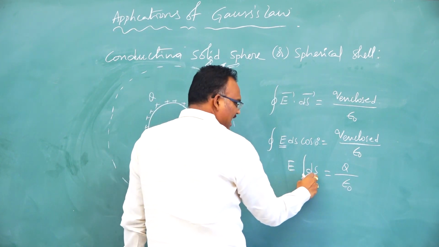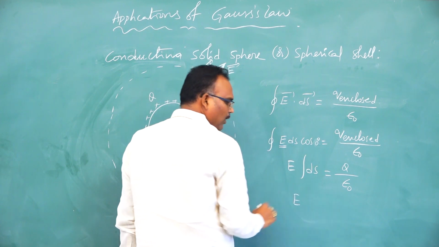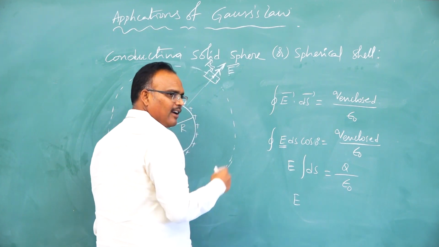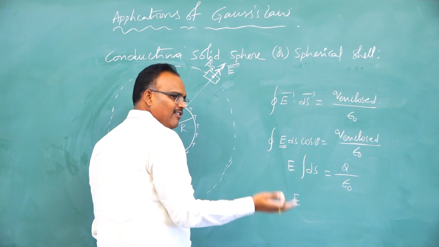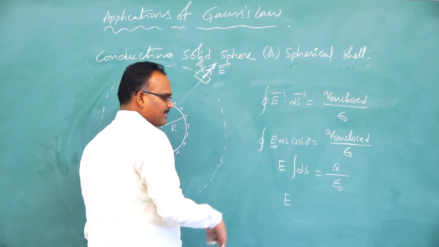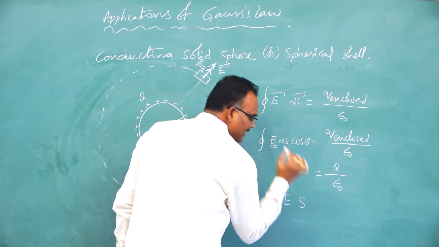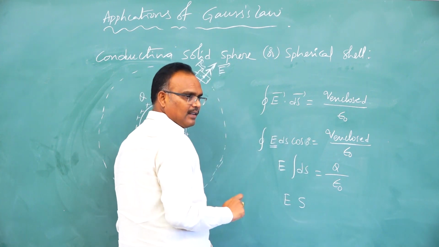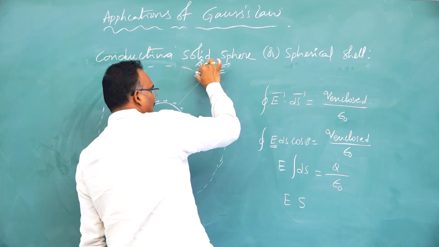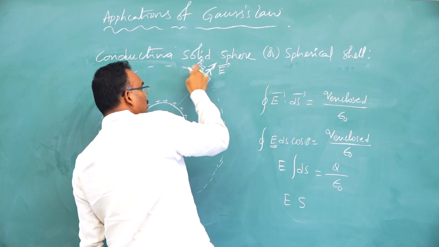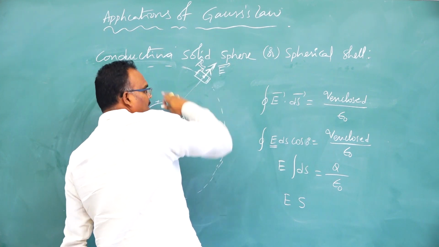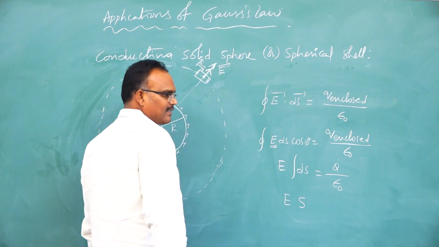Okay, integral of ds is s. We know from our basics: integral of dx is x, integral of dy is y, integral of ds is s. So s is the surface area of the Gaussian surface. This is important because I have taken ds as the elemental portion of the Gaussian surface. So that means this is the Gaussian surface.